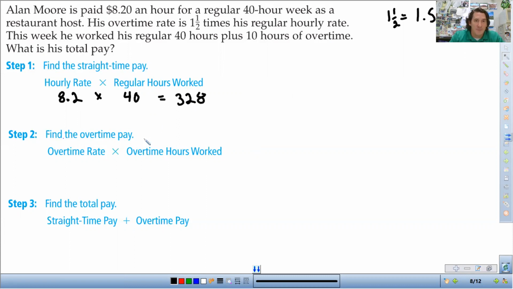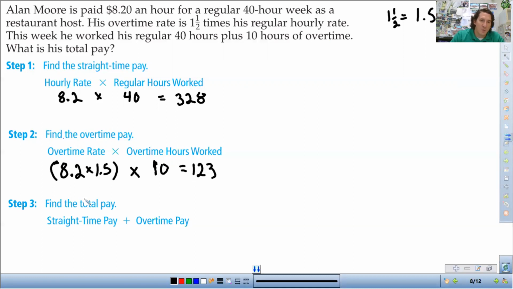Then find the overtime pay. To find out how much he earns in overtime, I'm going to put some parentheses in here. For the overtime rate, you're going to do 8.2, which is his normal rate, times 1.5. Then you multiply that times the number of hours of overtime, so times 10. So this is the overtime rate times how much overtime he worked. Multiply that all out: 8.2 times 1.5 times 10, you get 123.